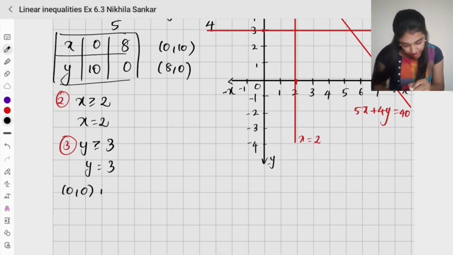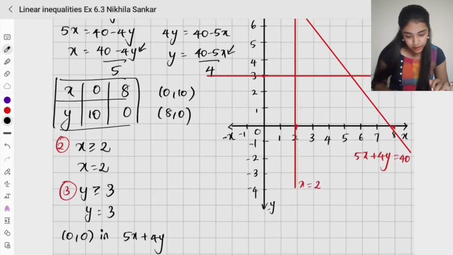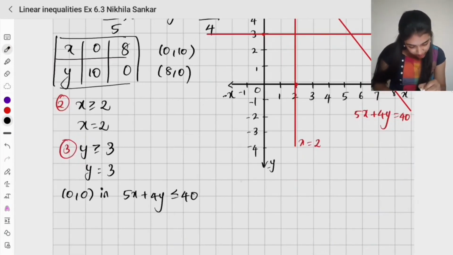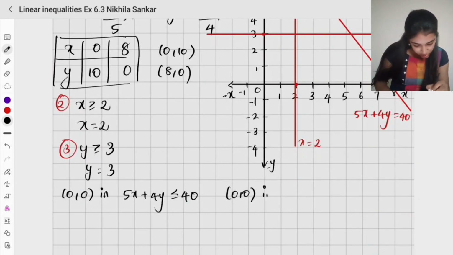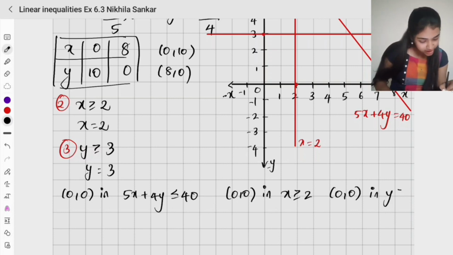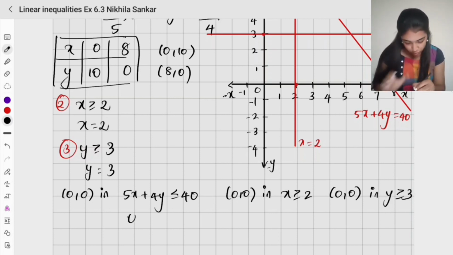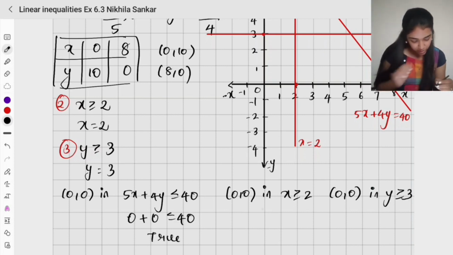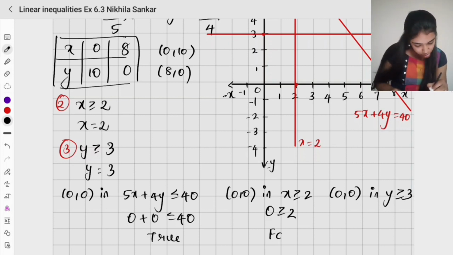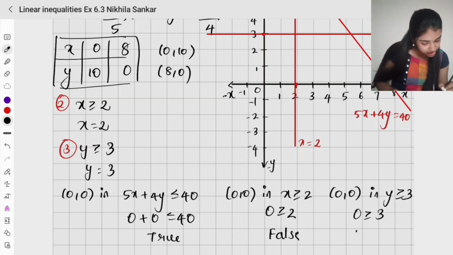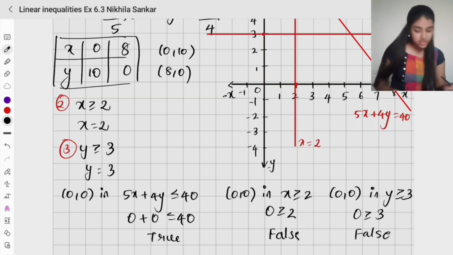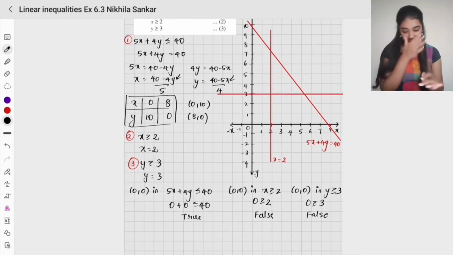First 0, 0 in 5x plus 4y less than or equal to 40. What is my other one? 0, 0 in x greater than or equal to 2. 0, 0 in y greater than or equal to 3. So substituting 0 here, 0 plus 0 less than or equal to 40. So this is true. So 0, 0 is included. Here 0 greater than or equal to 2 is false. 0 is not included. Here 0 greater than or equal to 3 which is again false. So only for the first one is 0, 0 included. For the other two equations it is not included.